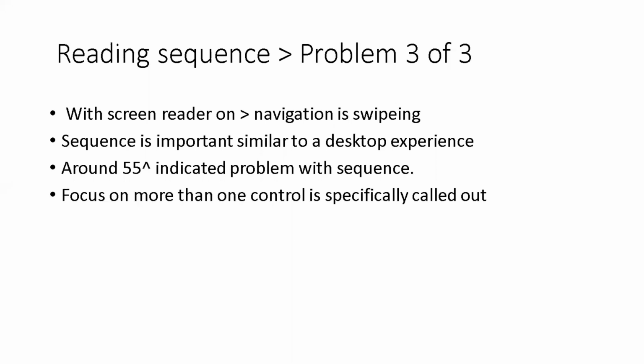Sometimes the focus goes on more than one control. For example, it says "view button, save button" in a single swipe. It will be difficult for the end user to tap on those. You don't know which item you are tapping on: are you tapping on the view button, or the save button? If those come as different controls altogether, you get a different swipe, and you know which control you are swiping on. So it is fairly important that you have a good reading order.